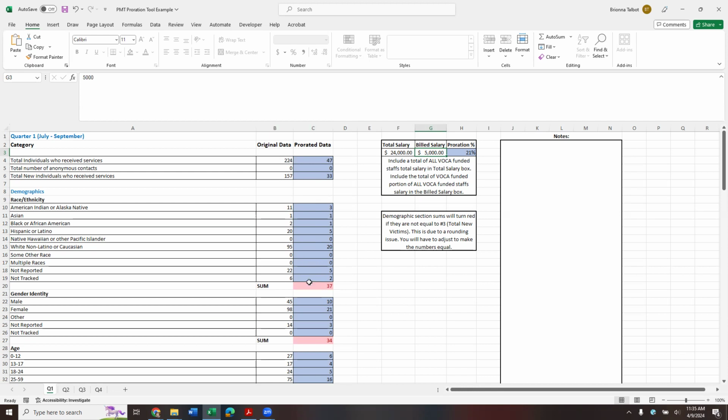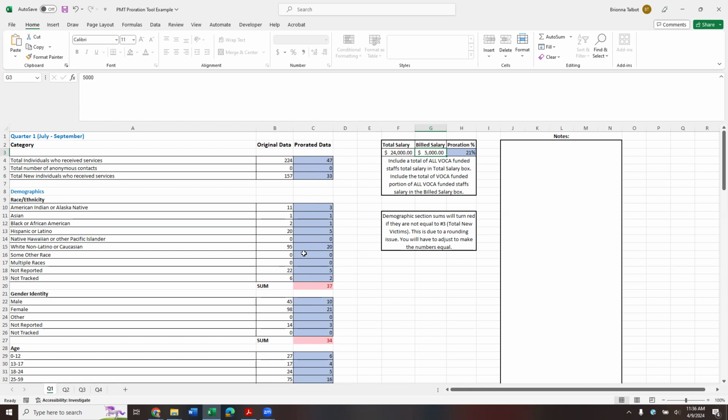We're going to look at these red boxes because in our PMT reporting, we have to pay attention to a couple of things. And that is that in the demographic section, these numbers all need to equal the same as our new individuals who receive services. So we're going to pay attention to this 33 number right here. And we're going to see down here that this 37, there's 37 people being reported in our race and ethnicity category right now. So if you put this into your PMT report and try and submit it on the OJP website, it's going to reject it.